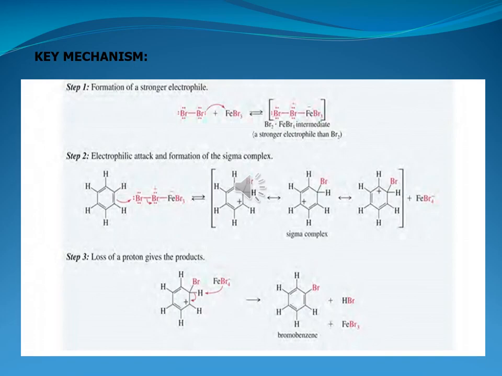In the end, iron tribromide is not consumed by the reaction and is regenerated because it serves as our catalyst in the halogenation of benzene. In this way, we get the final substituted product, bromobenzene.